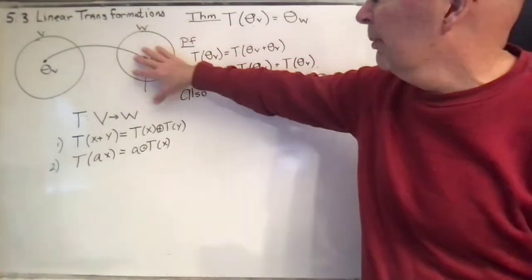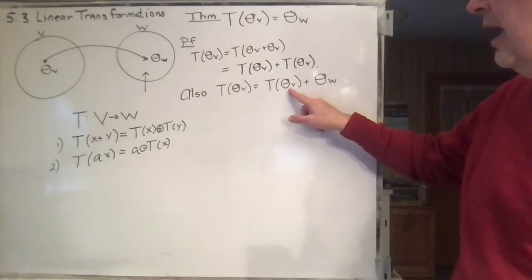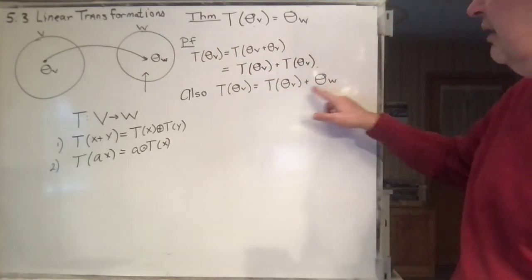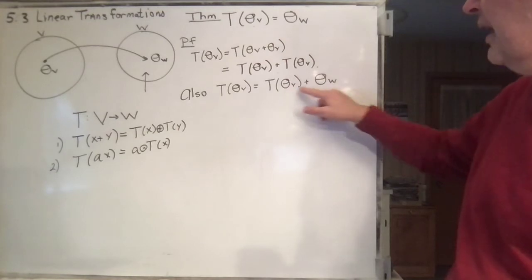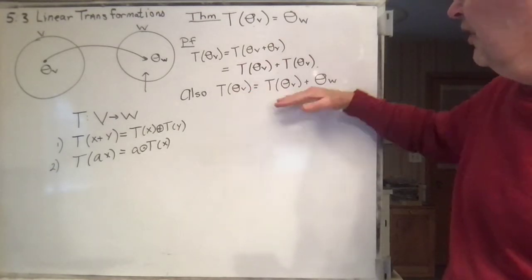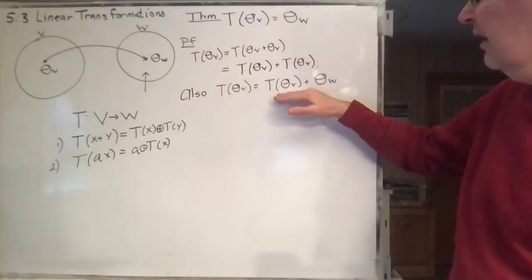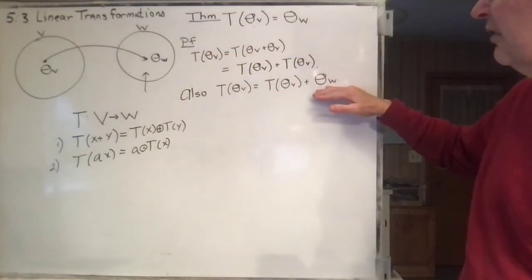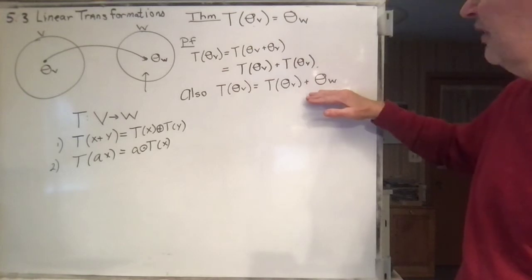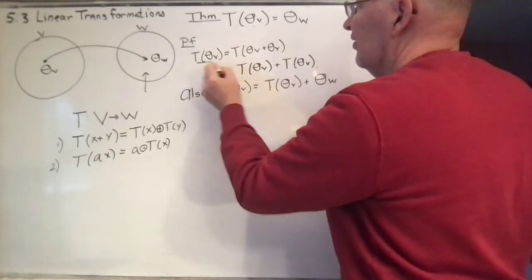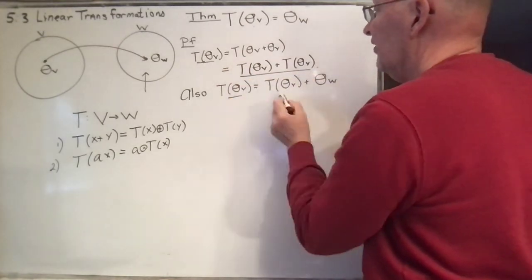You're over here in w. And if I take anything in w and I add it to the identity, I just get that same thing back again. So this is equal to this. Okay, I'm over here in w. If I take anything in w and add the identity to it of w, I get the same thing back again. So now I see that this is equal to this, and this is equal to this.